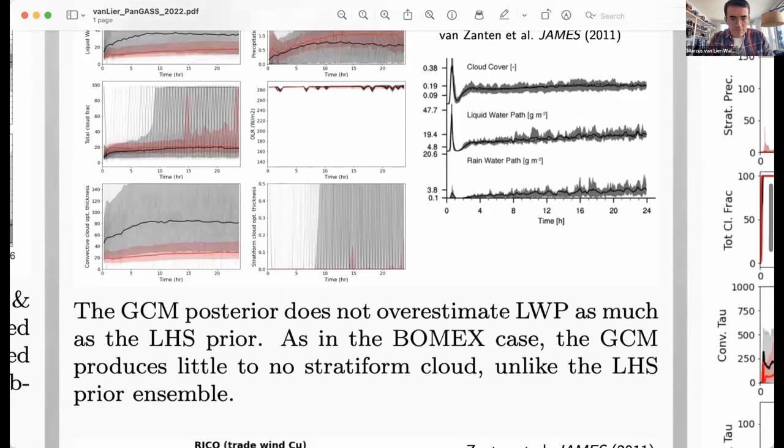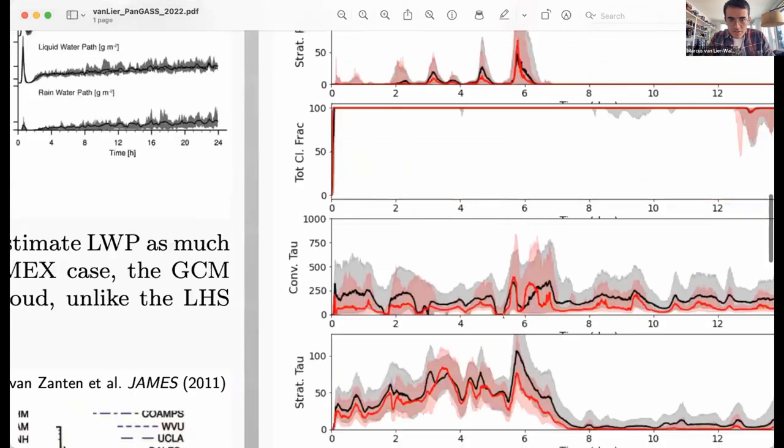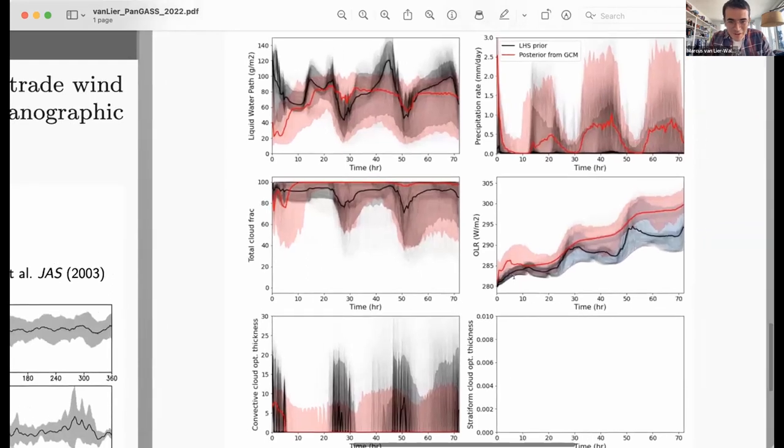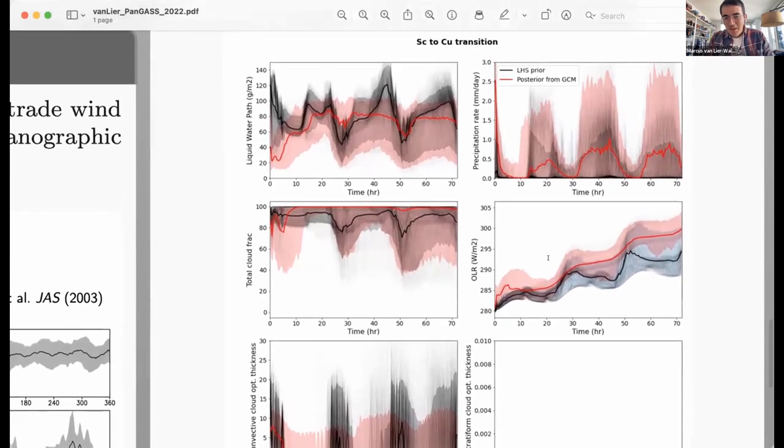Oh, by the way, we have this for a bunch of cases. I'll just show the stratocumulus to cumulus transition, just to show that we did that one as well. So in any case, I'll stop sharing now.